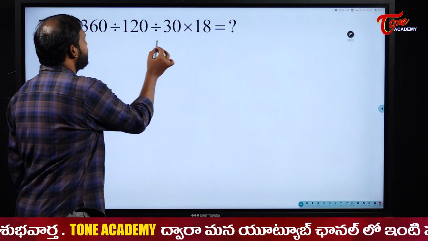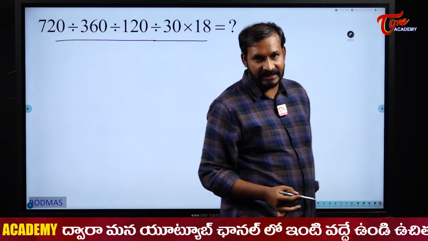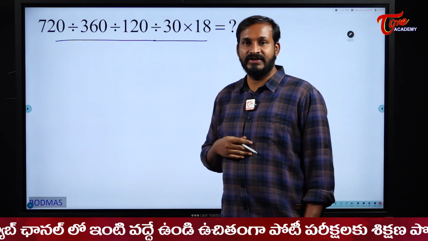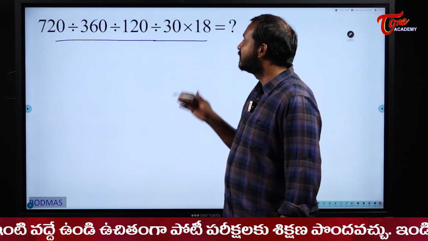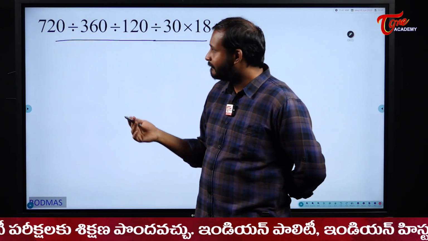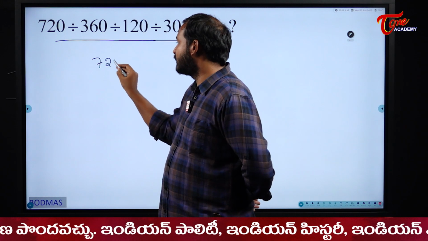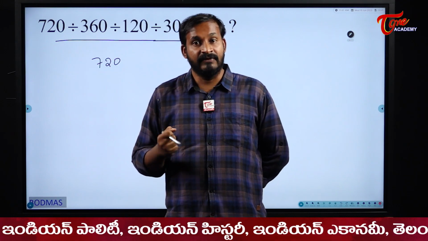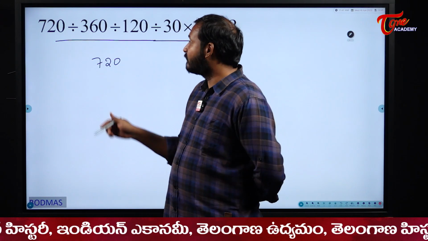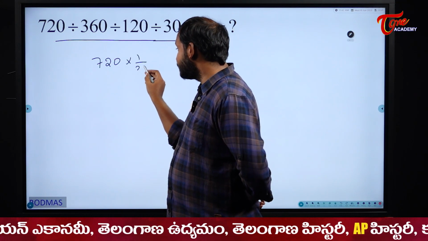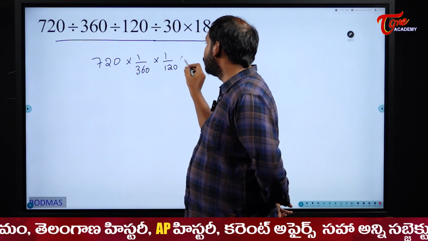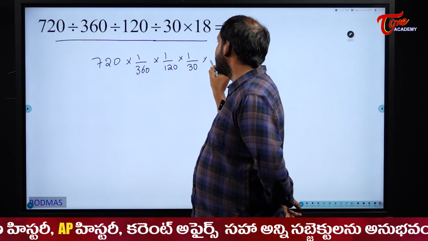720 divided by 360 divided by 120 divided by 30 into 18. This is a little bit tricky, right? There are many divisions. So which should I divide first? Don't worry, don't think too much. As usual, very simple. Write it in the normal form. If I see divisions, I will get confused. If I want to change a division into multiplication, how can I write that? Tell me, students. 720 into 1 by 360, now similarly into 1 by 120 into 1 by 30 into 18.